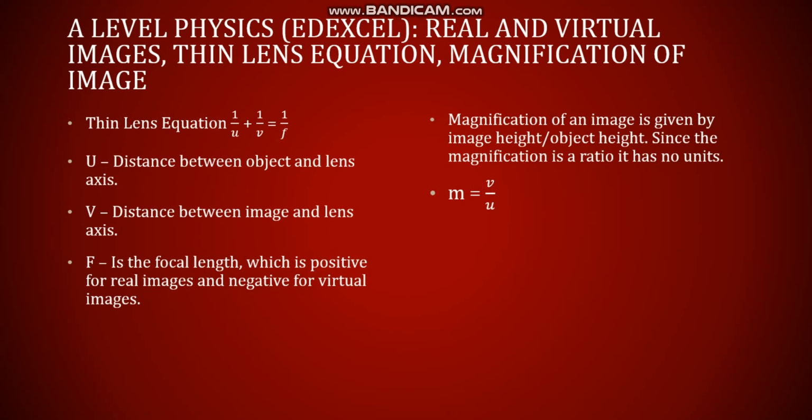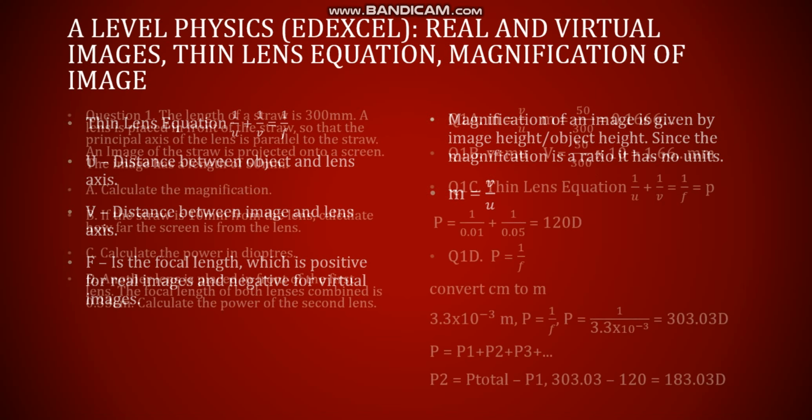And moving on, we need to have a look at the thin lens equation, which is given by 1 over u plus 1 over v equals 1 over f, with u being the distance between the object and the lens axis, v the distance between the image and the lens axis, and f the focal length, which is positive for real images and negative for virtual images. We also look at the magnification of an image, which is given by the image height divided by the object height, and since magnification is a ratio, it has no units. And we'll have a look at a series of questions in the next slide.